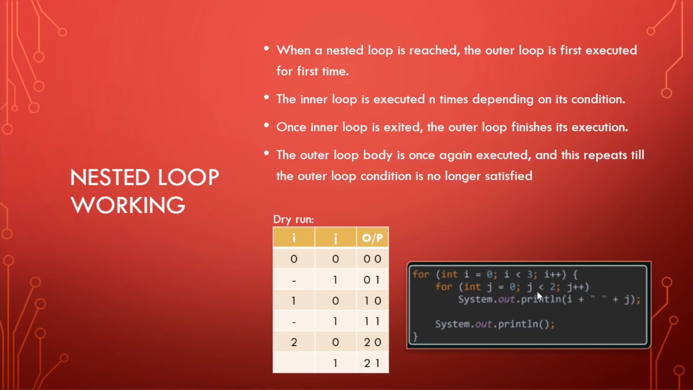But is 2 less than 2? No, that's false, so it exits the inner loop. And then we get i equal to 1 after we print to the next line. So we do this until the entire thing is over, and we get 0 0, 0 1, 1 0, 1 1, 2 0, 2 1, all of these on different lines.